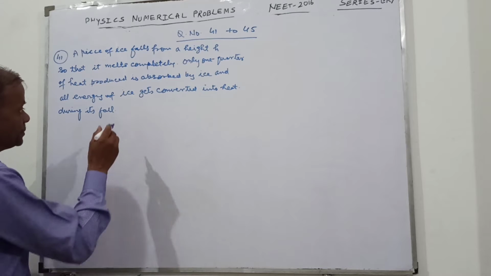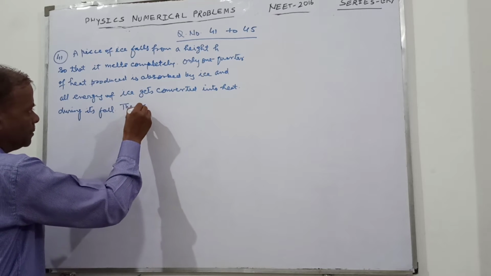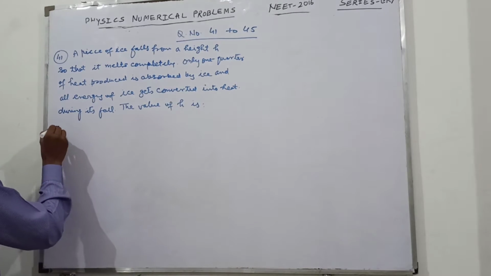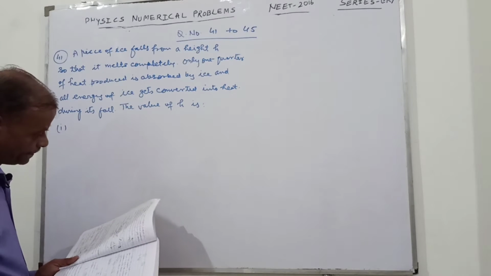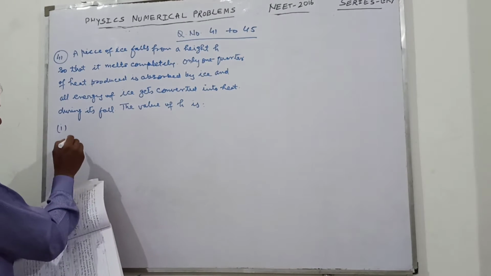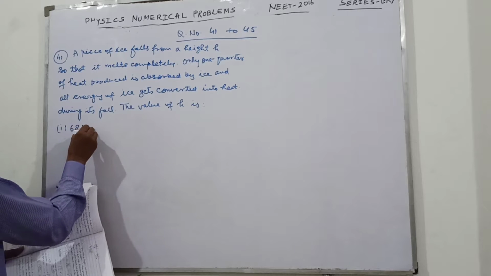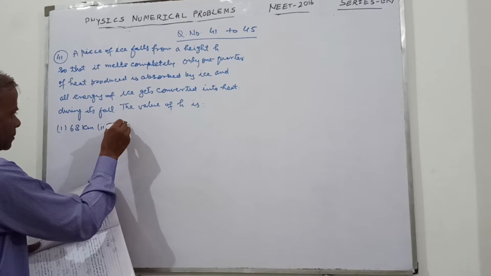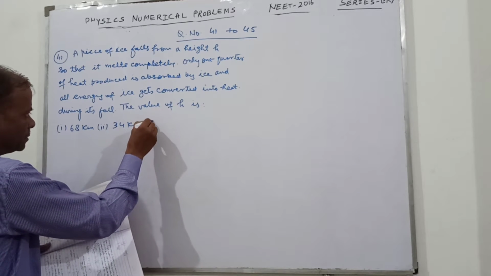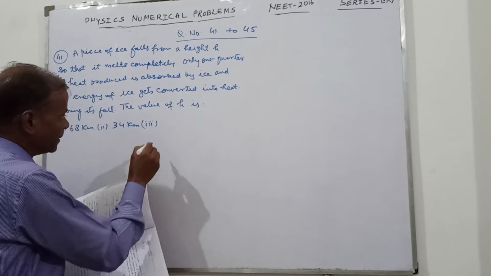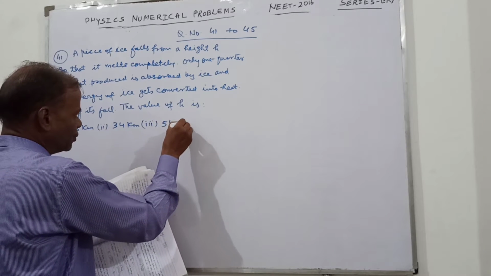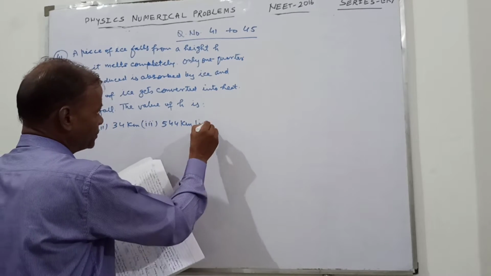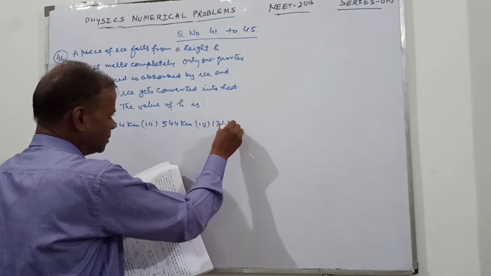The value of h is now options. First option is 68 kilometer. Second option is 34 kilometer. Third option is 544 kilometer. And fourth option is 136 kilometer.